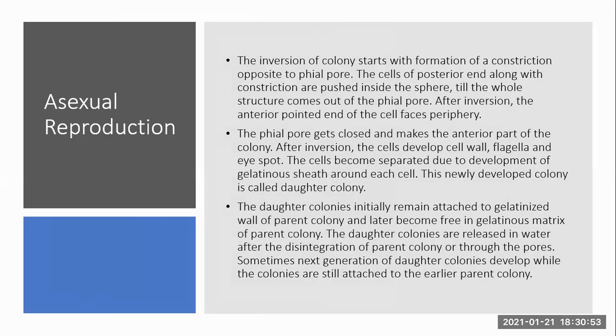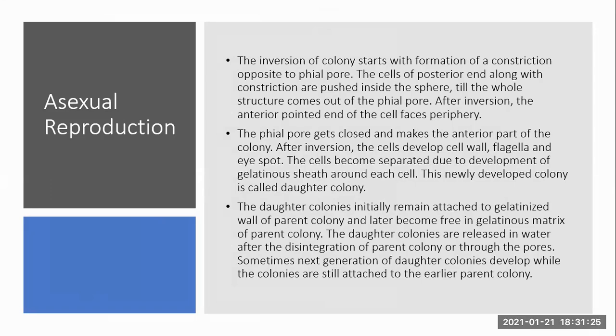The inversion of the colony starts with the formation of a constriction opposite to the phialopore. The cells of the posterior end along with the constriction are pushed inside the sphere till the whole structure comes out of the phialopore. After inversion, the anterior pointed end of the cell faces the periphery. The phialopore gets closed and makes the anterior part of the colony.